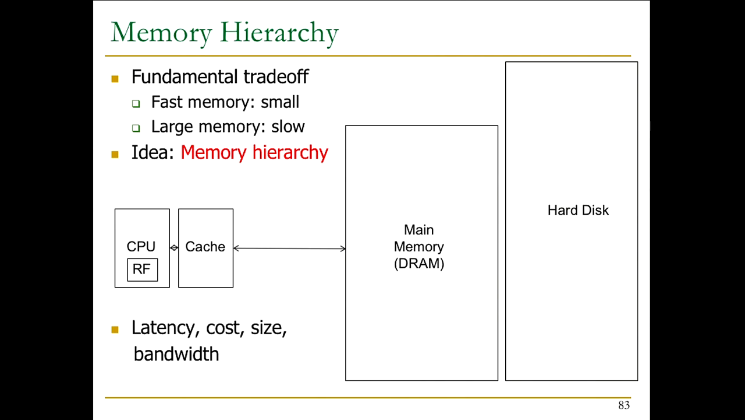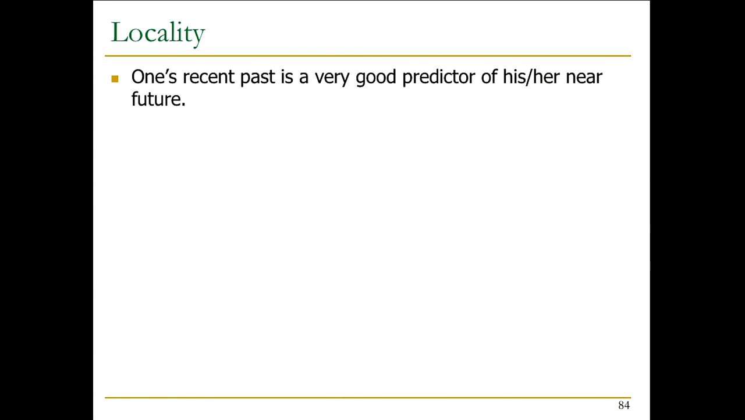Fast memory is small, large memory is slow. Memory hierarchy enables you to get the best of both worlds, hopefully, or approximate the best of both worlds. And if you look at this hierarchy, register file is also part of the memory hierarchy, except it's very special, right? It's directly exposed to the compiler. And there are many trade-offs over here: latency, cost, size, bandwidth, and they change from going from left to right. So locality is what enables memory hierarchy in the end. If you didn't have locality, if everything was completely random access, it's not clear if this would make sense. In fact, it probably doesn't make sense, right? How do you actually take advantage of this fast memory if you don't have any locality?